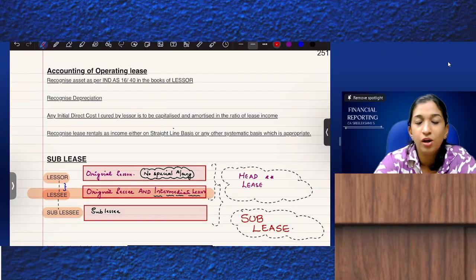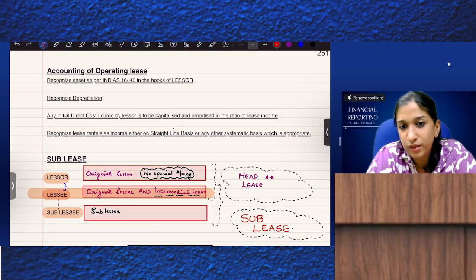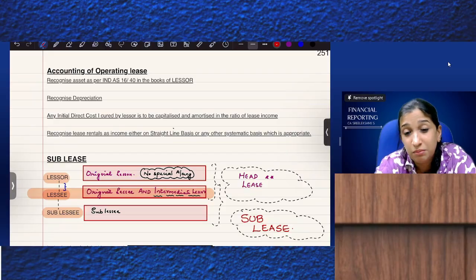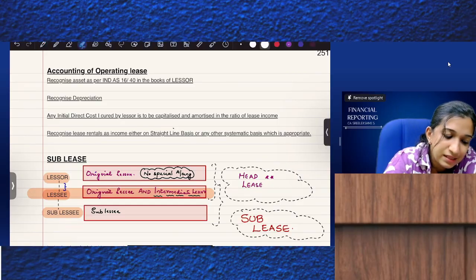Now, accounting of operating lease. What is the accounting if it is an operating lease? If it is finally concluded that all the conditions failed, so it is an operating lease, then recognize the asset in the books of the lessor.